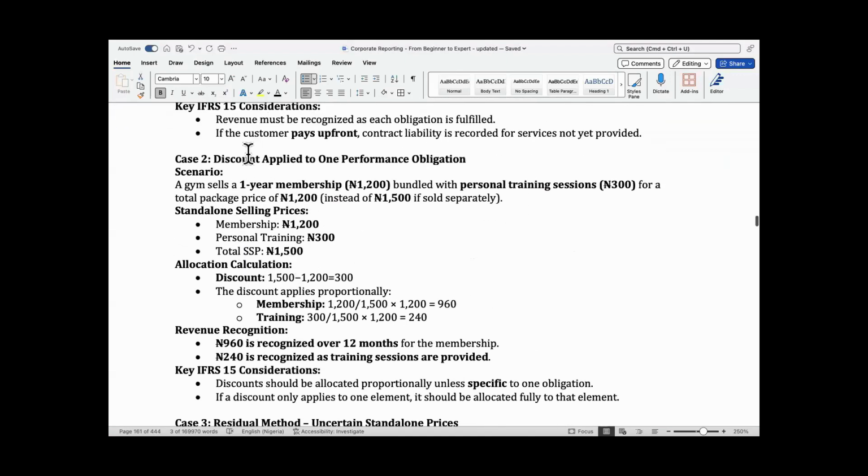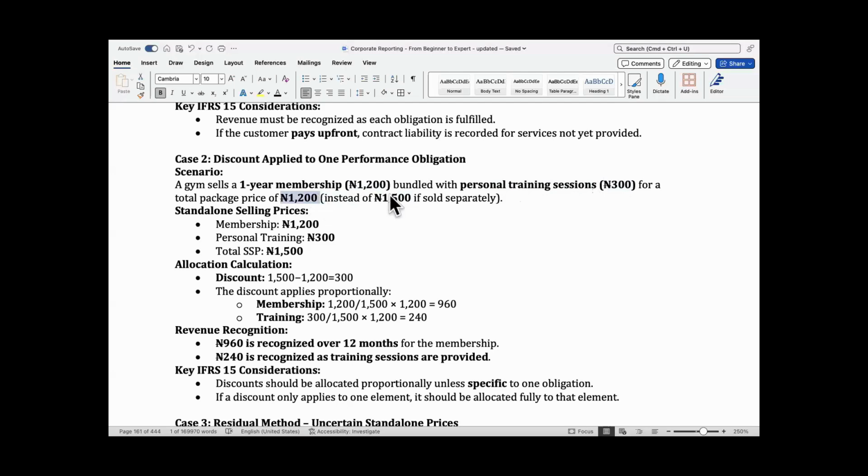Now, let's look at another case. We have a gym seller. The guy does a one year subscription for 1,000 bundled with personal training sessions of 300 naira for a total package of 1,200 instead of 1,500 if sold separately. You get the idea. Ordinarily one year membership is 1,000, personal training session 300, but if you want the two as a package, the guy said he can give you the two package as 1,200 instead of 1,500.